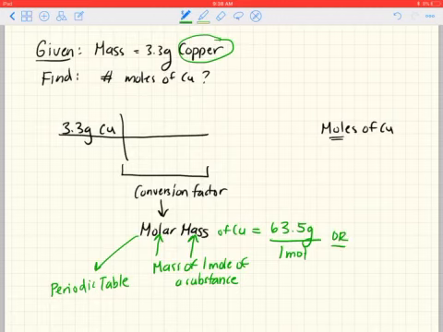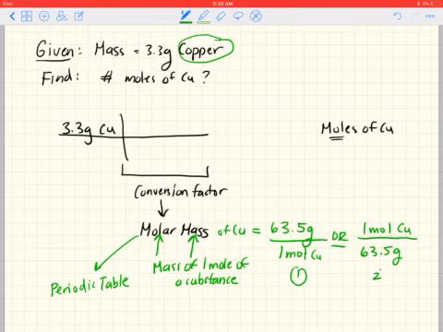I can also rewrite it by flipping it. I can also write 1 mole over 63.5 grams. I'm going to specify that I am talking about a mole of copper, because every single element has a different molar mass. So now I have my two conversion factors. They both mean the same thing.